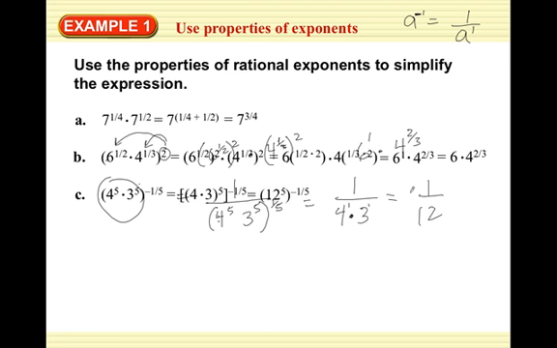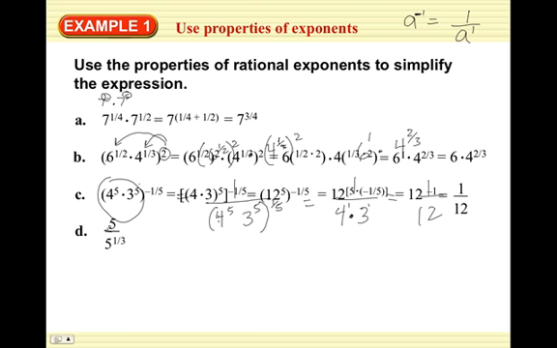Next one. Just be able to use your properties really well. Even though it looks weird because they're fractions, please don't be afraid. Just do what you would do. Change them to whole numbers if you want. Say, I don't understand this, so let's make it 7 squared times 7 to the 5th. Oh, you just add them up. 2 plus 5 is 7. 7 to the 7th. Okay, same idea.